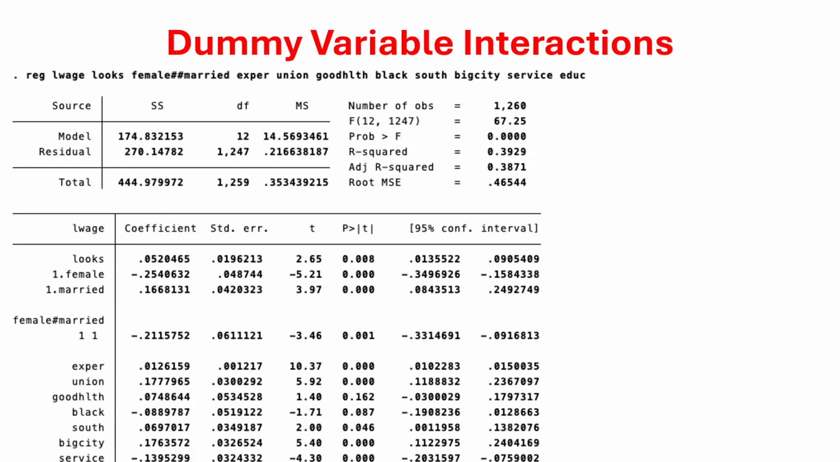Holding everything else constant, this is really powerful. It's saying take a male and a female with the same years of experience. They're both either in the union or not. They have the same level of health, same race. They're in the same area of the country, either in a big city or not. Different: one of them is female. What's the impact on their predicted wage? That's a very powerful statement.